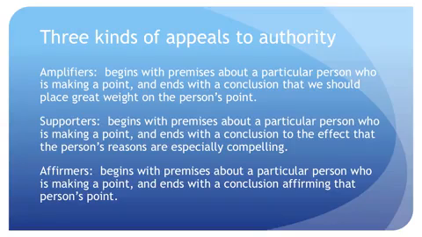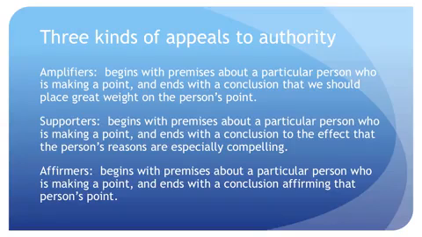Or we could give an appeal to authority argument that I call a supporter. A supporter is an argument that begins with premises about a particular person who's making a point and ends with a conclusion to the effect that the reasons that the person is giving in support of their point are especially compelling reasons. And finally, there's a kind of appeal to authority that I call an affirmer. When you give an affirmer, you're giving an argument that begins with premises about a particular person who's making a point, and you end with a conclusion that affirms the point that person is making, a conclusion that supports that person's conclusion, insists that that person's conclusion is true, or at least very probably true.